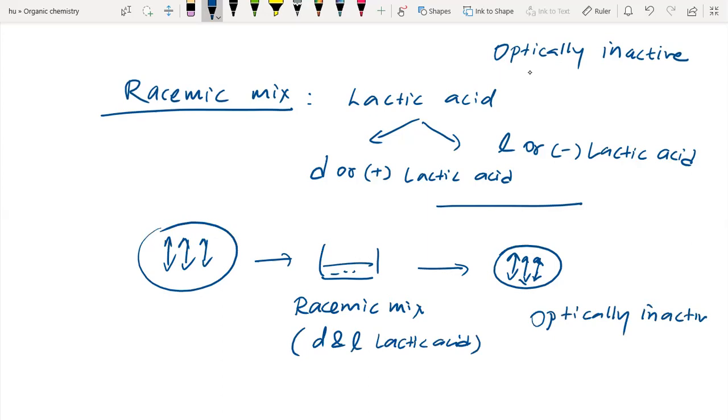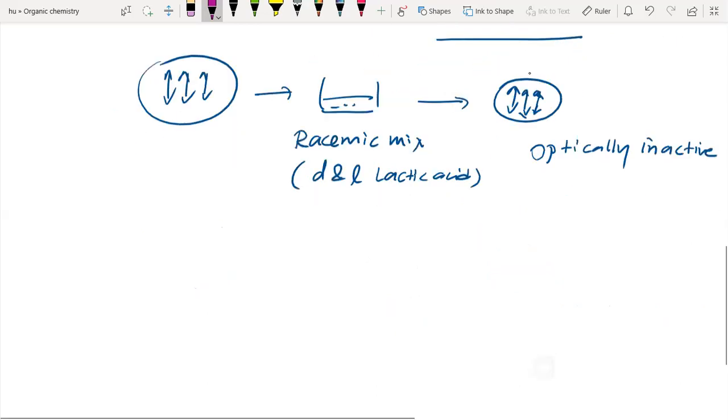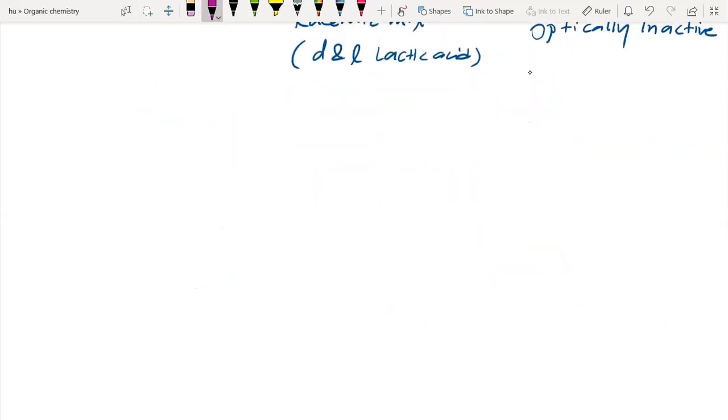And how did it happen here? Due to external compensation. But now some of the students might be thinking, sir, what is this lactic acid? Why this dextro and levo? Okay, I'll go for that. I'll show you what exactly it is. The meaning is enantiomer actually. This we have to see. Enantiomers are nothing but optical isomers.